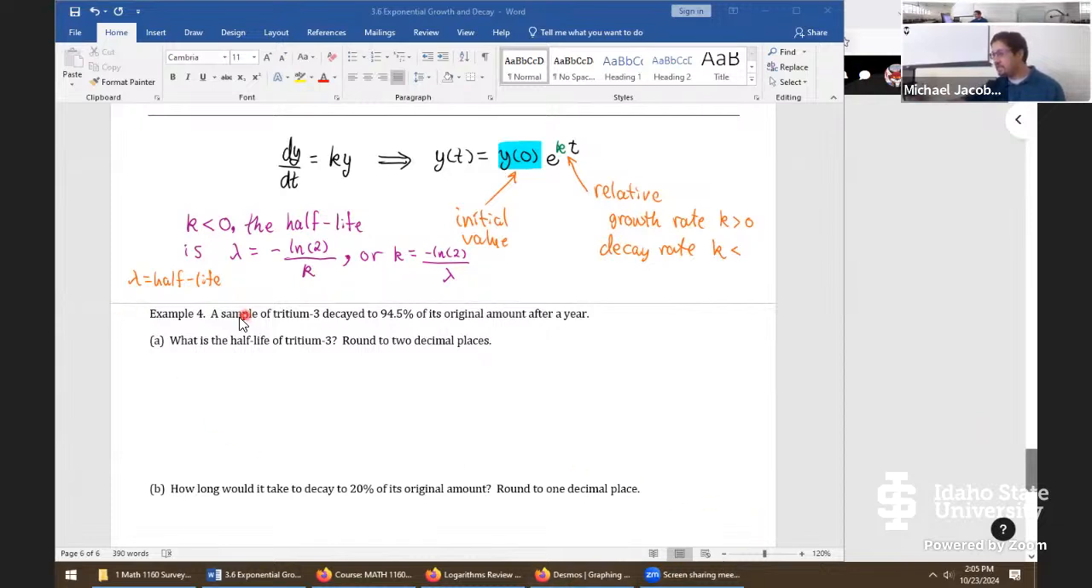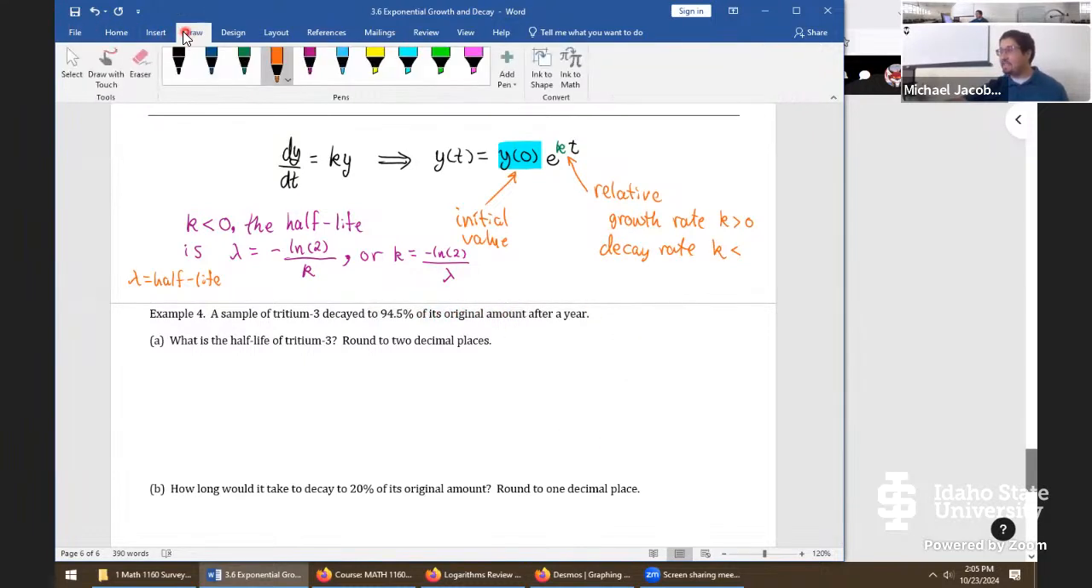So they tell us a sample of tritium 3. That's already vague. They didn't say how much of the sample at all, but we just have a sample of it. And all we know about it is it's decayed to 94.5% of its original amount after 1 year went by. So extremely brief question. But when they said after 1 year, that is giving us information. Decaying to 25% of its original amount is also helpful.